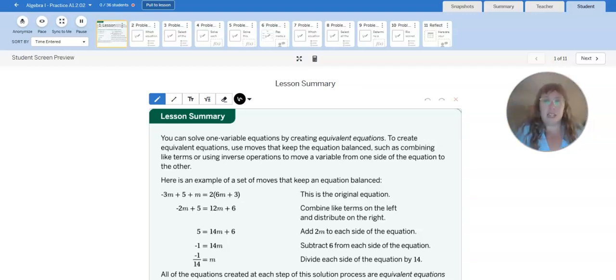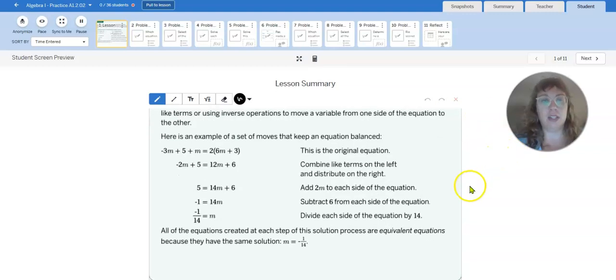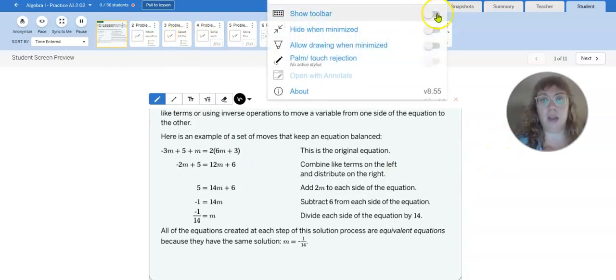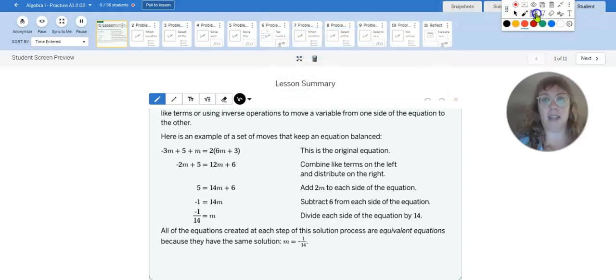So this lesson says you can solve one variable equations by creating equivalent equations. To create equivalent equations, we're going to use moves that keep the equations balanced, such as combining like terms or using inverse operations to move a variable from one side of the equation to another. So here's an example that moves some terms around but keeps the equation balanced.